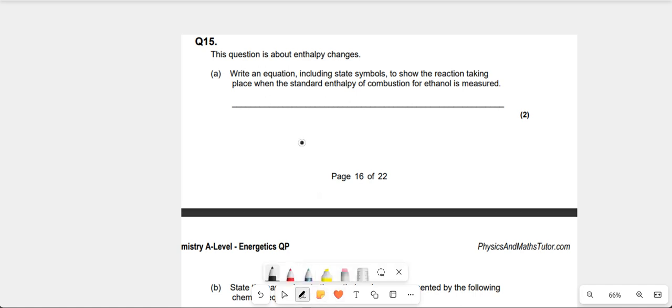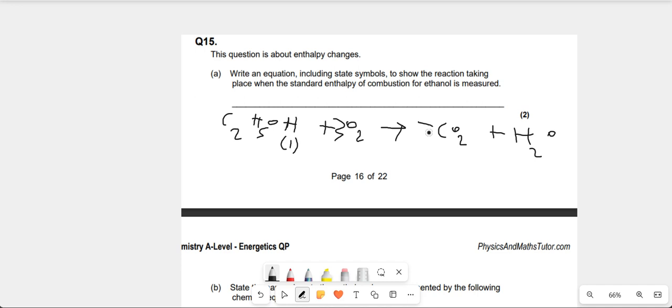This question is about enthalpy change. Write an equation including state symbols for the standard enthalpy of combustion of ethanol. So just write ethanol, which is liquid, and then just combust that. When I combust it, I'm going to need to mix it with oxygen, and combustion always creates carbon dioxide and H2O. This is standard enthalpy of combustion, so it has to be complete combustion. And then you just balance it, so this will be 3, that'll be 2, and that'll be 3.